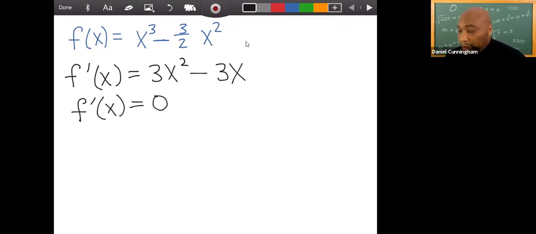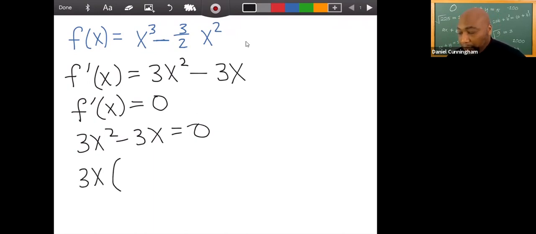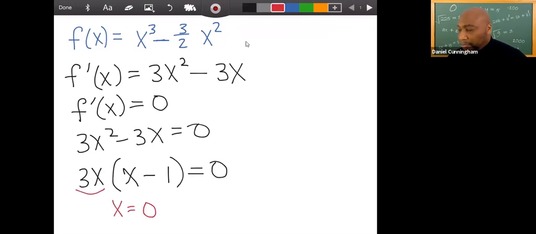So we're going to look at 3x squared minus 3x, set equal to 0, and do some algebra to solve for that. So let me do it for you. We take out a 3 and an x, that's common in both, and we're left with an x minus 1 equal to 0. So the first piece of this will give me x is equal to 0. And the second piece, x minus 1, will say x equals 1. So those are my critical values.